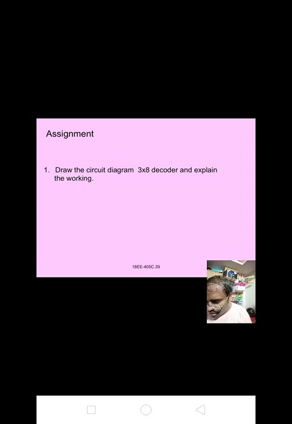Okay, 3 into 8 decoder. This is a basic decoder and detects the presence of a specified combination of the code on its inputs. Decoder converts each 3-bit code word into 8 possible combinations. Here 0 is considered as logical 0, that is logic low. 1 is considered as logic 1, that is logic high.